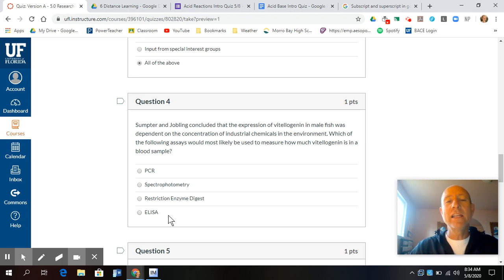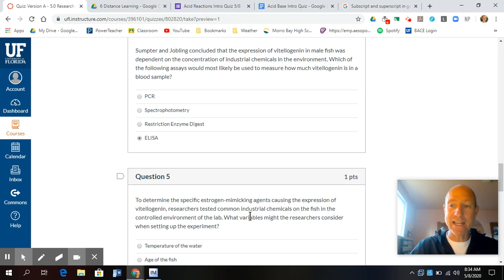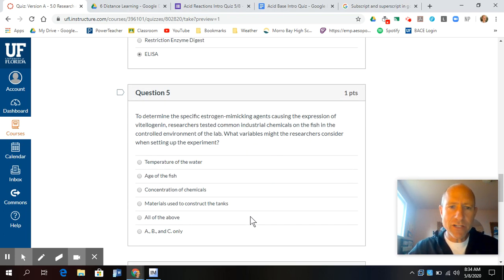ELISA, booyah. ELISA is a super sensitive way to measure proteins with the use of antibodies. Booyah. That's what you got to know. To determine the specific estrogen mimicking agents, that means things that act like estrogen, which is a female hormone, causing the expression of vitellogenin, researchers tested common industrial chemicals on the fish in the controlled environment of the lab.